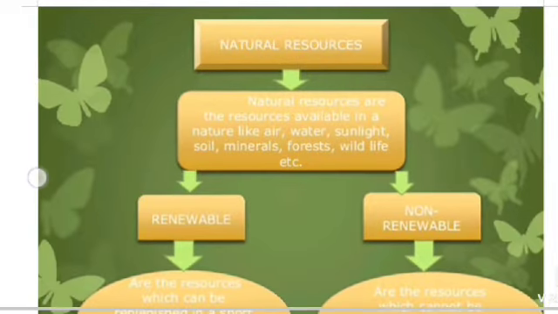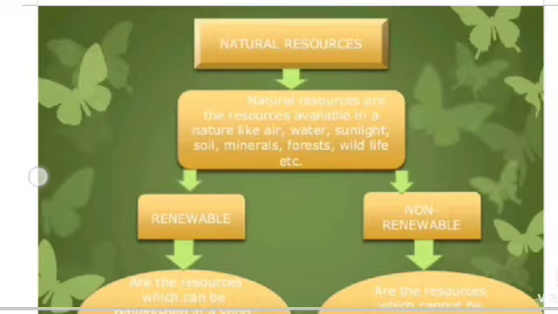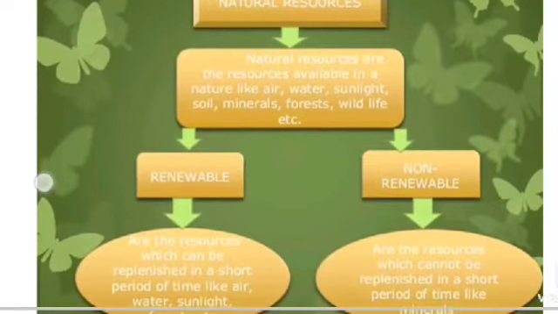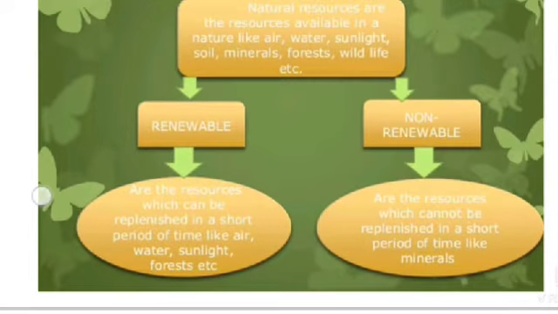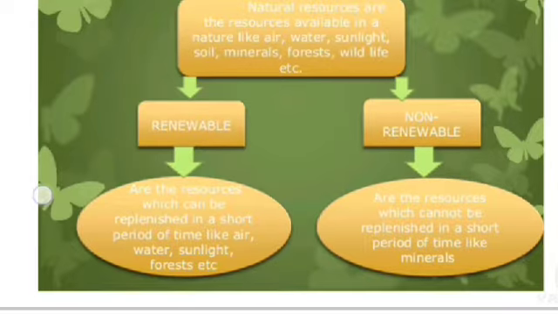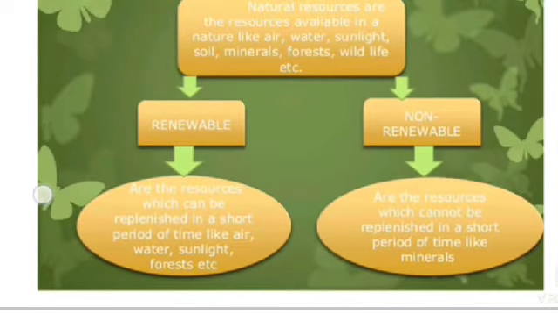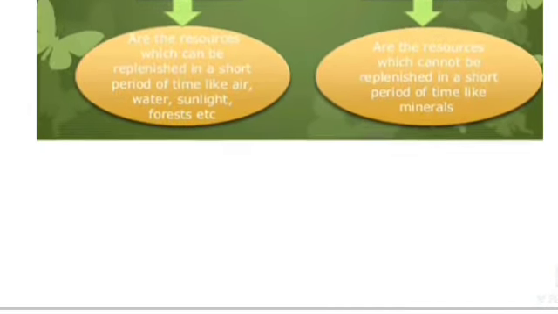See the picture. The natural resources. Natural resources are the resources available in nature like air, water, sunlight, soil, minerals, forest, wildlife, etc. Renewables are the resources which can be replaced in a short period of time like air, water, sunlight, forest. Non-renewables are the resources which cannot be replaced in a short period of time like minerals.